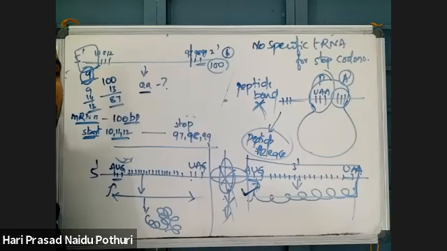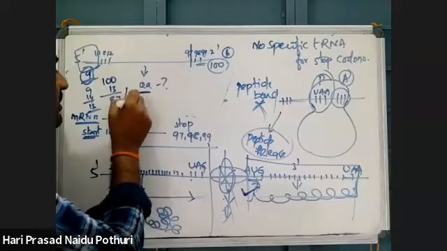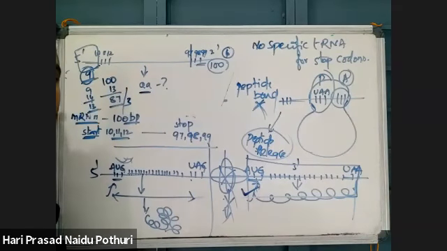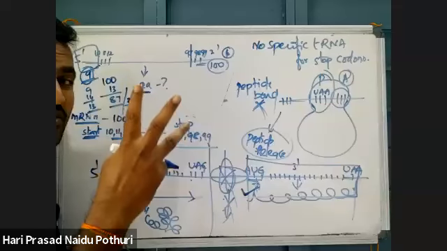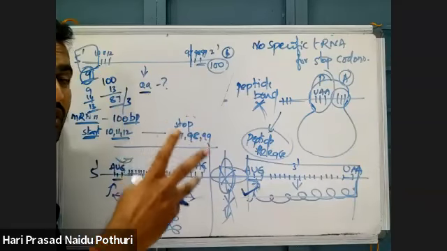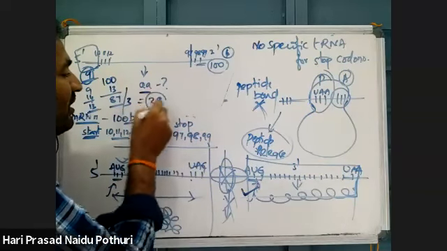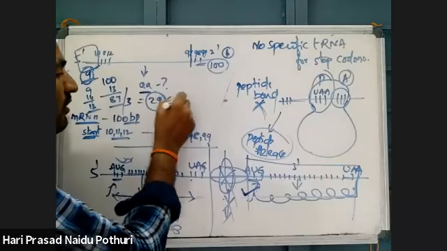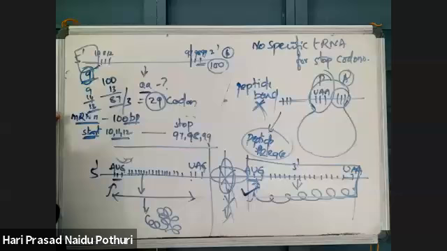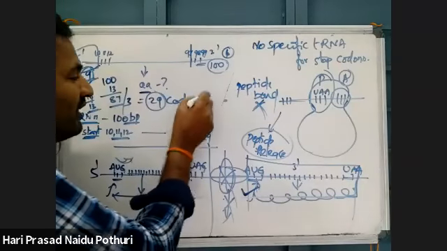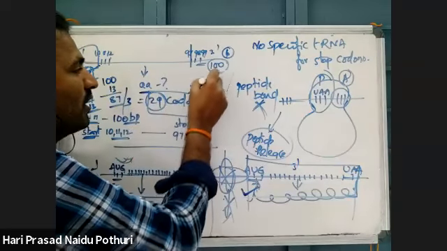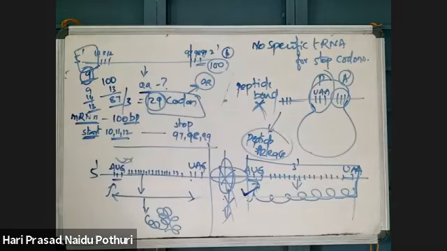87 nucleotides will form how many codons? 87 by 3, because 3 nucleotides is 1 codon. 1 codon gives 1 amino acid. 29 codons are possible. So 29 codons means 1 codon will give 1 amino acid. Now tell me, how many amino acids will be made there? 29 amino acids will be possible. Yes, very good. Like that, you can calculate.